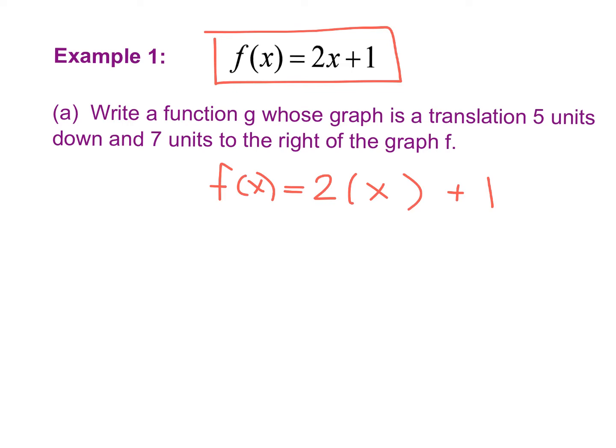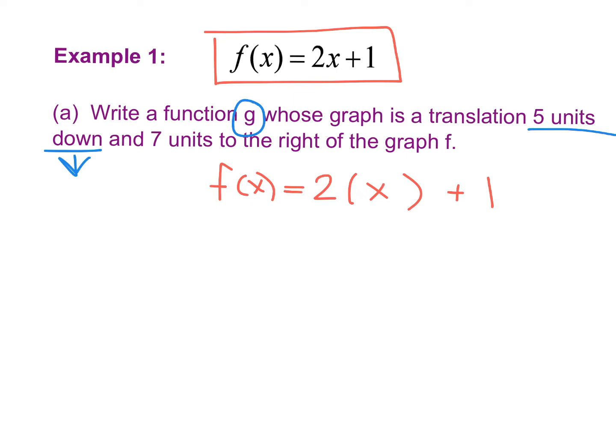Now that I've got this written so I can add items in different locations, I'm going to read through. It says write a function. We're going to write a function g of x. We're going to change this to have the name g, whose graph is a translation 5 units down. So let's pause there. We're just going to do one at a time in order. So 5 units down. I know that movement down is a vertical translation. So what I need to do is add on my k value.